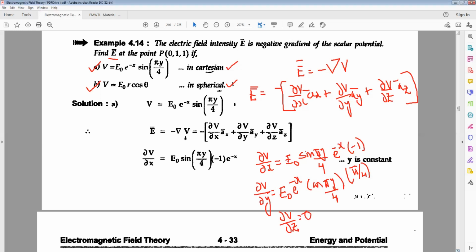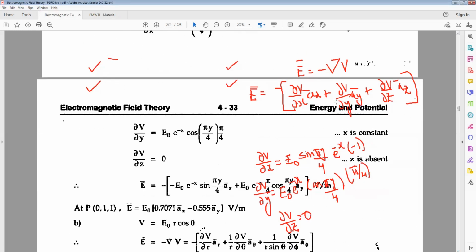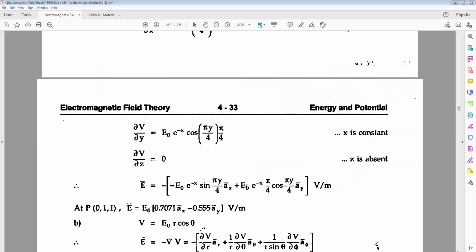Substitute these values of dou V by dou x and dou V by dou y into the E bar expression. So E bar is equal to minus, already there, and for the first term, minus E naught e power minus x sine pi y by 4 into AX bar. And for the second term, E naught e power minus x is common, pi by 4 cos pi y by 4 into AY bar.